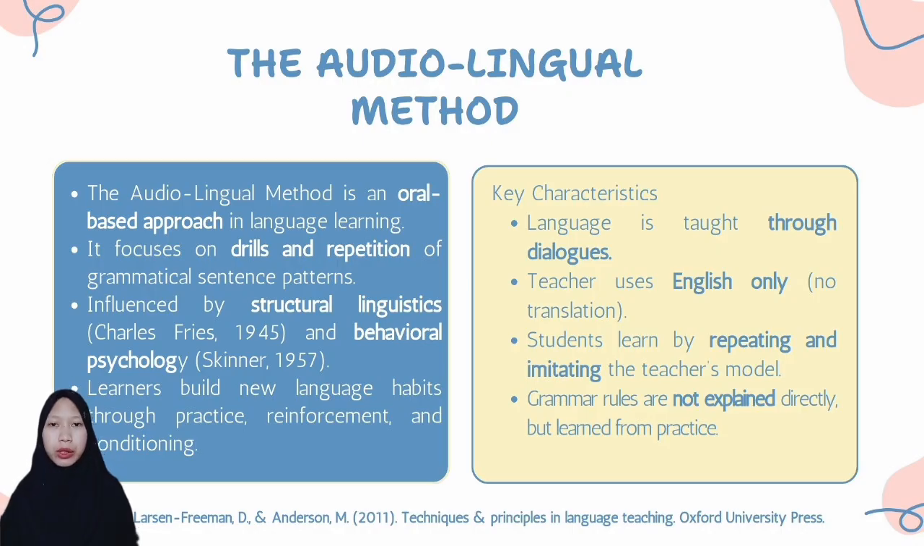In the audio-lingual method, the teacher uses only English and avoids translation into the students' first language. Students learn through dialogues, imitation, and repetition. Grammar rules are not explained directly, but students understand them from examples and practice. This method is teacher-centered. The teacher controls the lessons and students are expected to repeat.